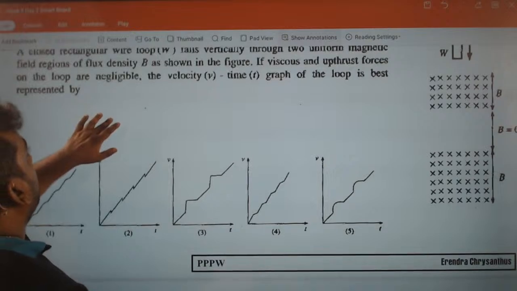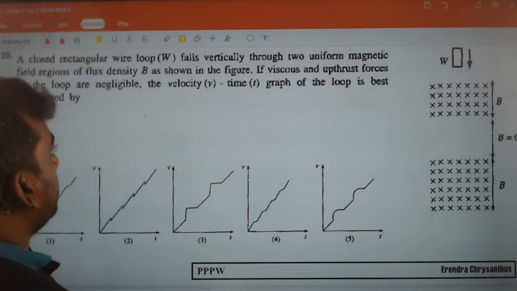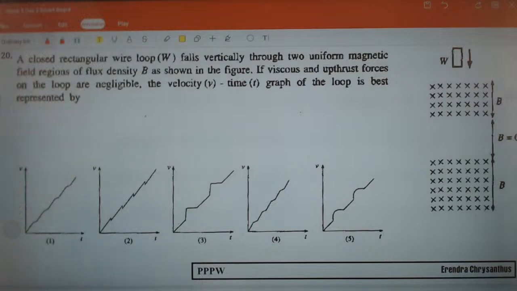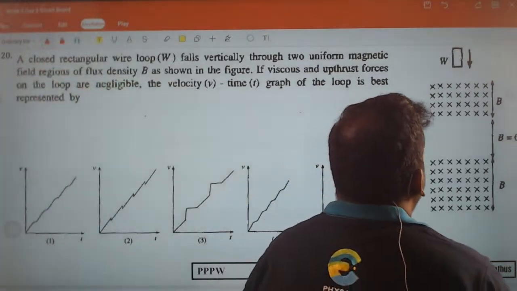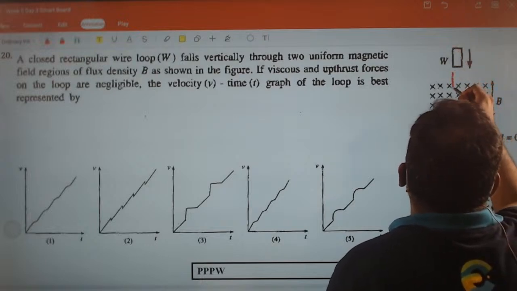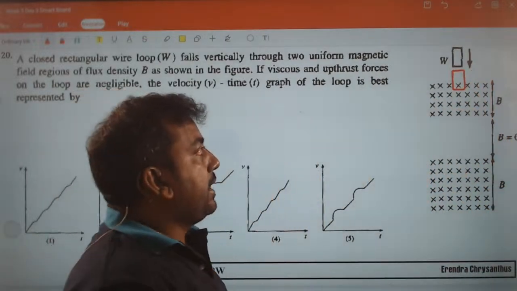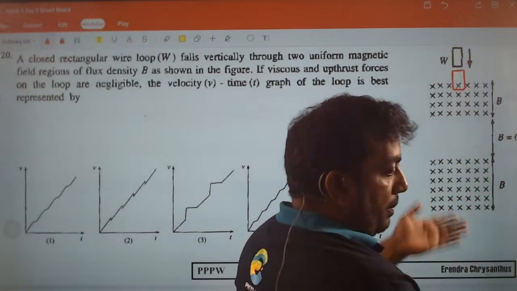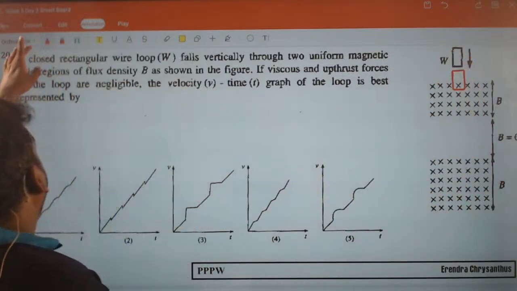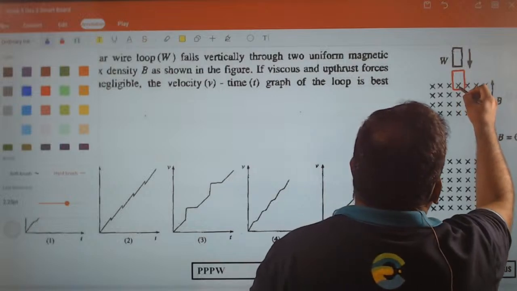A closed rectangular wire loop falls vertically through two magnetic field regions. If viscous and upthrust forces on the loop are negligible, the velocity v time t graph of the loop is best represented by. Have a look here. Now when the loop enters, all of you know something important. To oppose it there will be a force upwards according to Fleming's right hand rule. So there will be a force upwards.